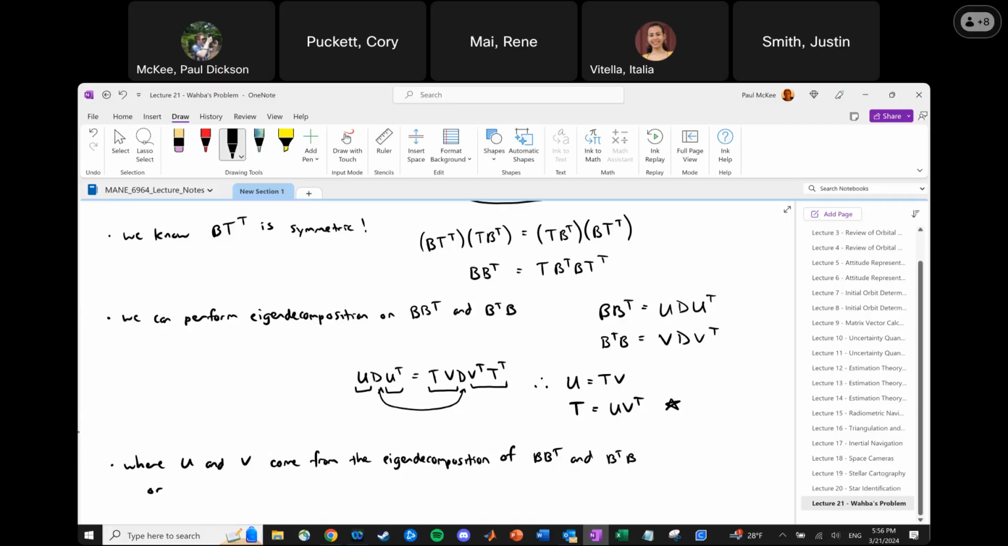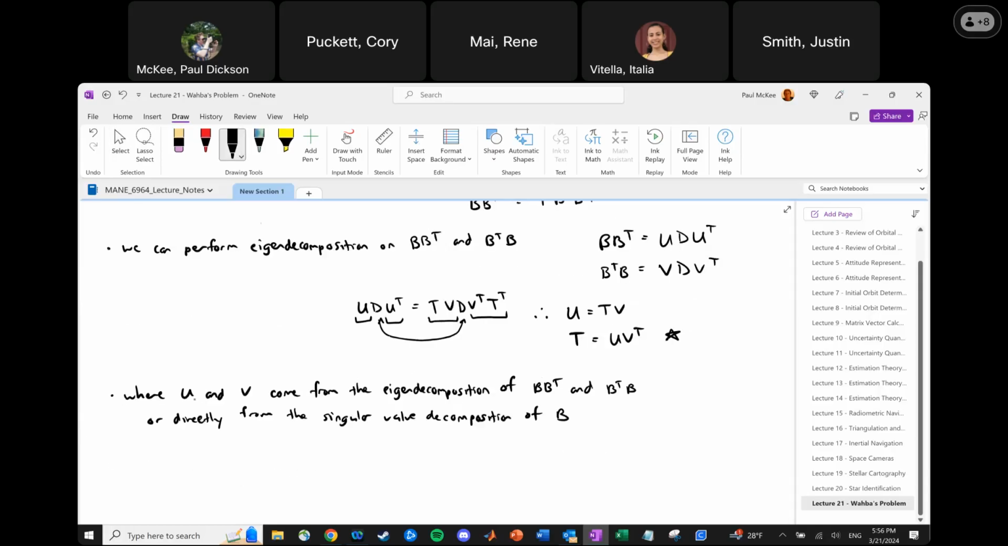We can also take these directly from the singular value decomposition of B itself, right? So let's say we do singular value decomposition on B, which you can do in MATLAB using SVD. B is equal to U S V transpose, where S is a matrix of singular values that we don't really care all that much about.